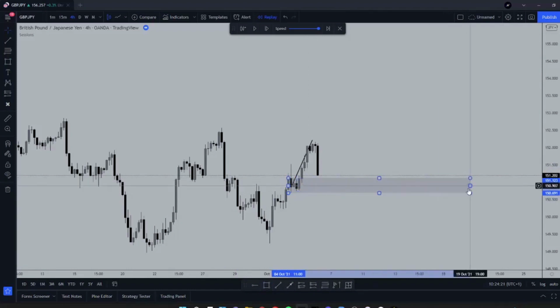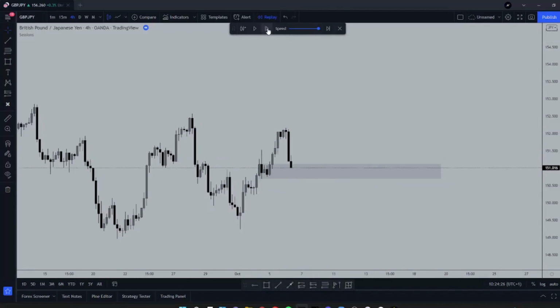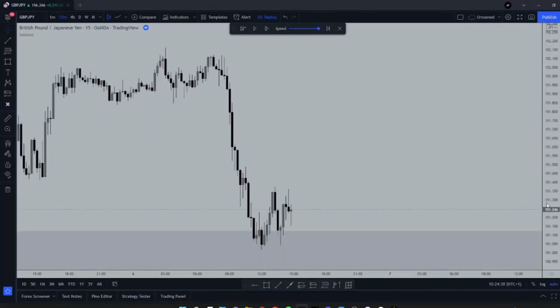Is it a fresh level? Yes, price has not come back to it. Yes, it is coming back right now. So it is entering the zone. What do we do? We go to our lower time frame. Okay.